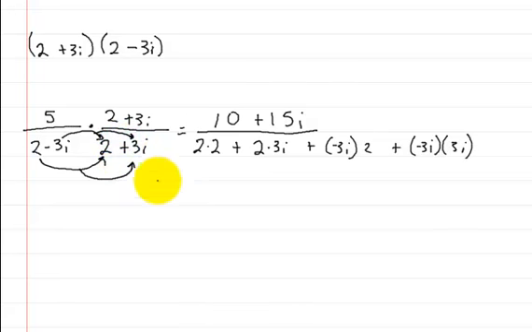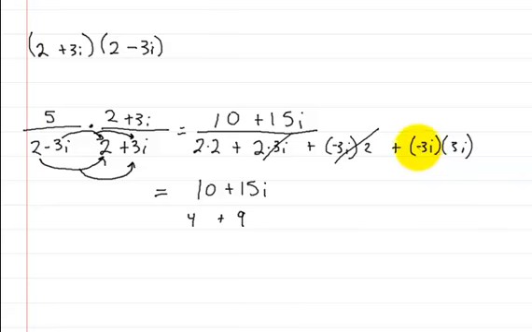So now after we do that, the top stays the same as 10 plus 15i. The bottom we're going to get 4. This 2 times 3i is going to cancel out with this 2 times negative 3i. So this and this cancel, and that's just going to go right away. Then we have 3 times 3, which is 9. So we're going to write plus 9.